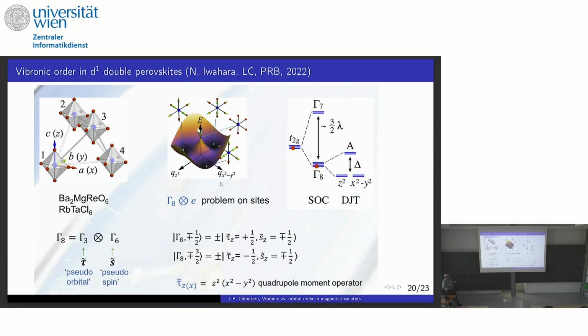A similar physics basically takes place in double perovskite. I will not concentrate on it, since Naoya Iwahara will give a talk on Thursday. He will speak more about that. So what we have here, the ground state is gamma 8, we know, and by symmetry it can be written as pseudo-orbital and pseudo-spin. The pseudo-orbital is like an E⊗e problem, it interacts like E⊗e, and you have again a trough.